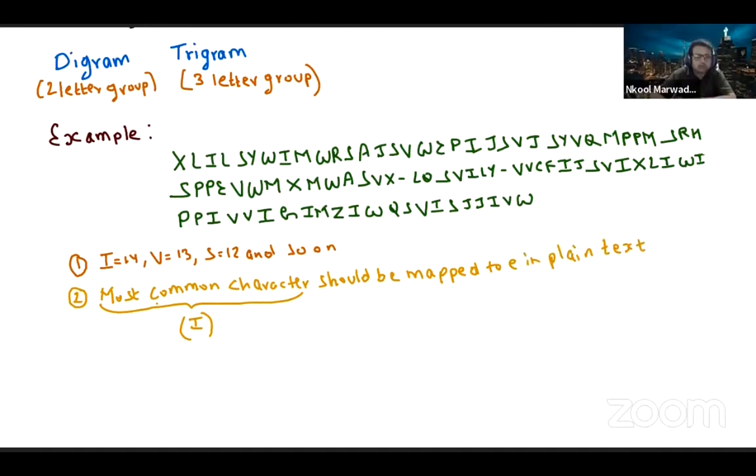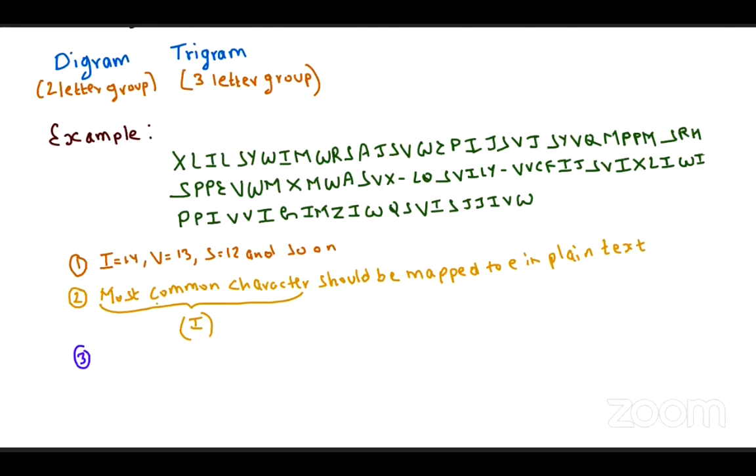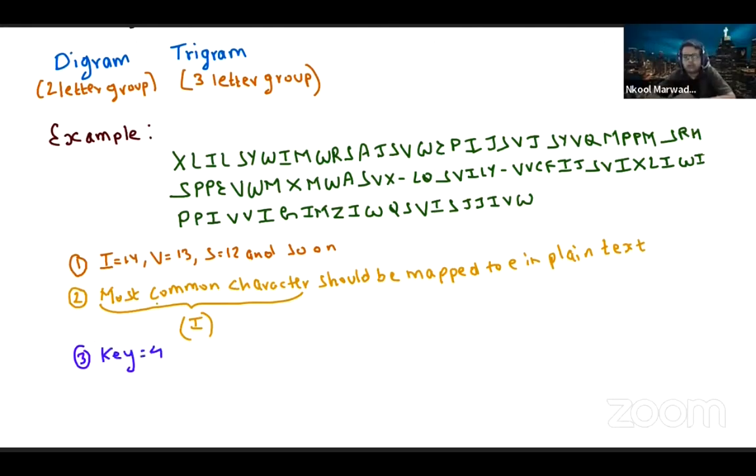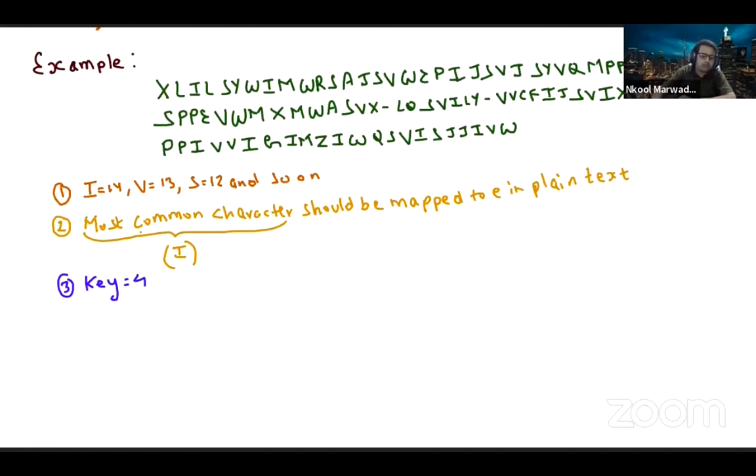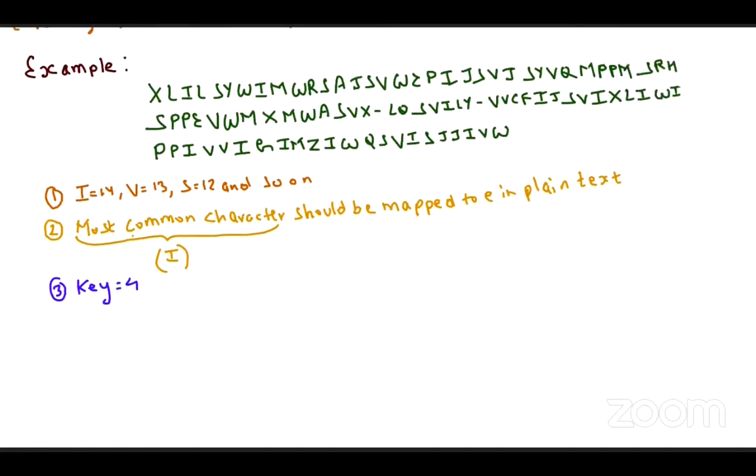Now the next point. We can take e as 4, because if we start with a equal to 0, then e will be 4. With all this initial finding, we can break this. But how is e related to the key? That is a good question.